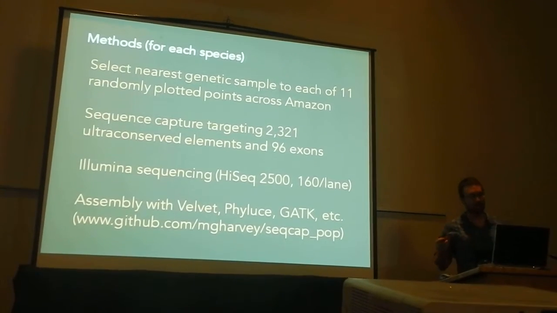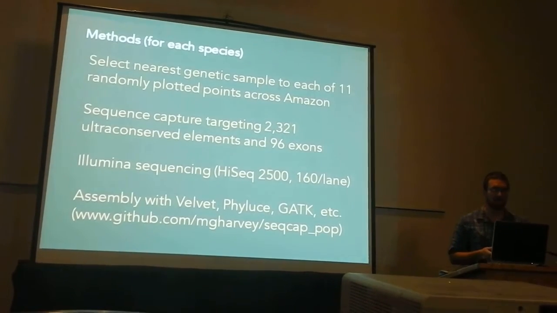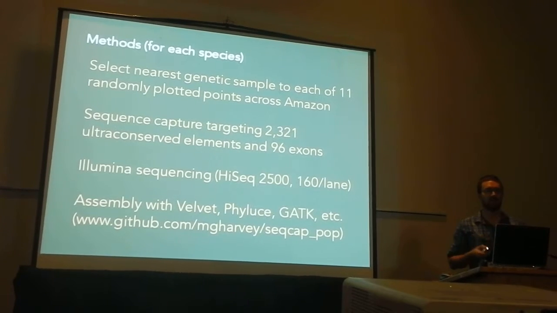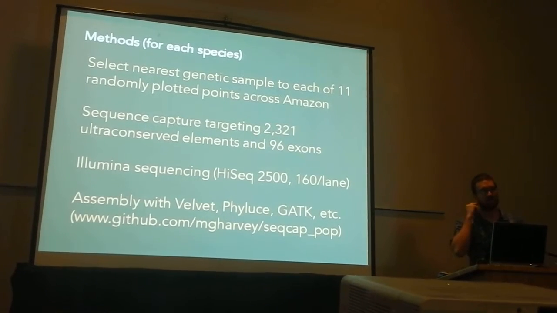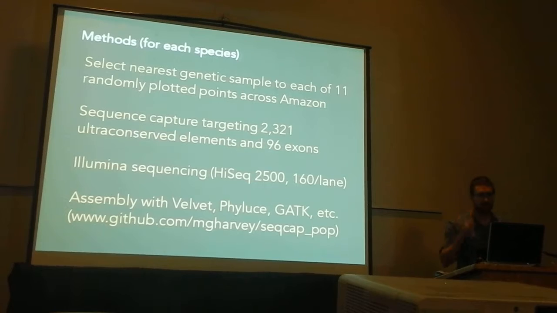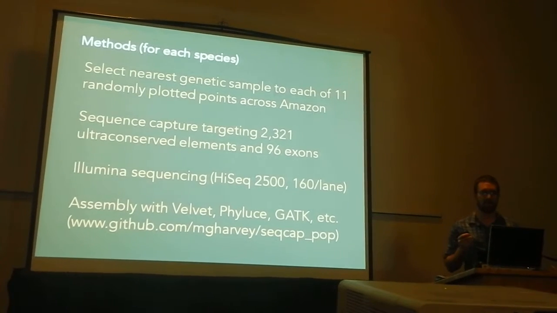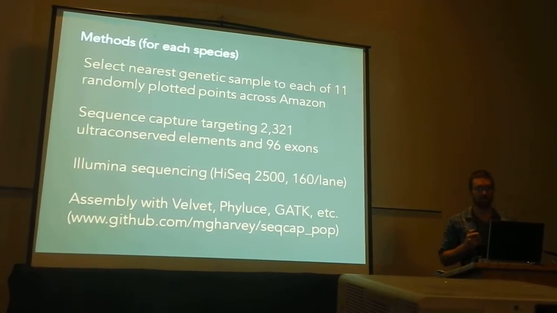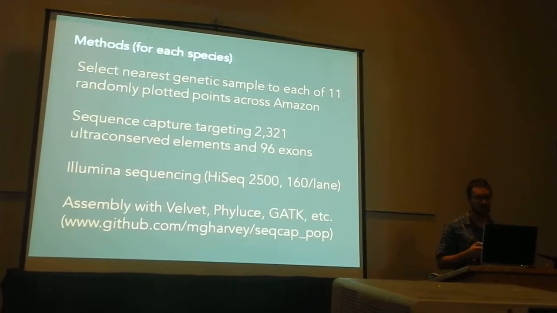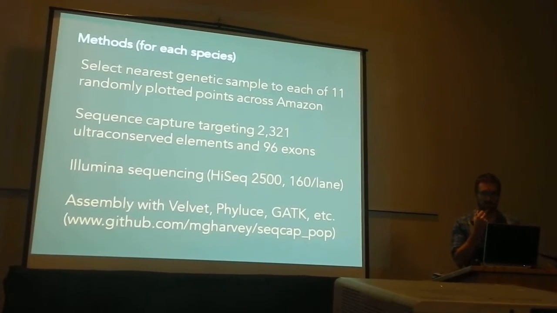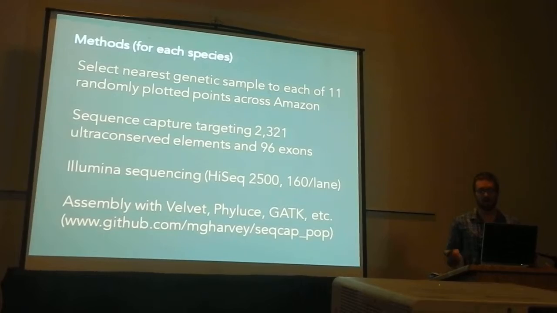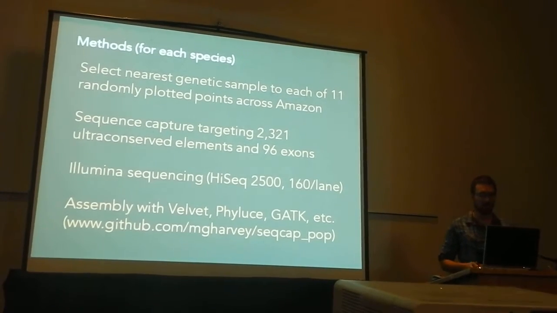So next, I plotted 11 random points across the Amazon, and for each species, I selected the nearest available genetic sample to each of those 11 points. Then I conducted sequence capture targeting 2,300 UCEs and about 100 exons, sequenced on an Illumina HiSeq, and then assembled alignments using a pipeline that's available on GitHub.